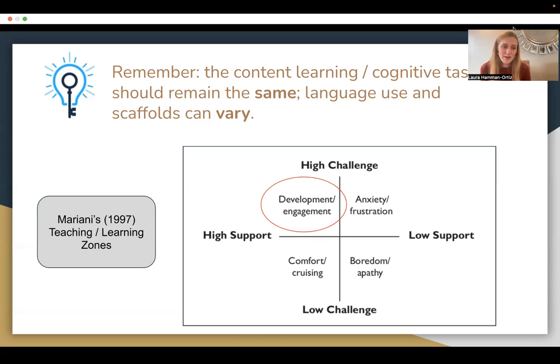And this is that image you saw in the first chapter of the Gibbons text. We want to aim towards that high challenge, high support space, right? We don't want students to be bored or anxious. We don't want them to be at a level where they're not being challenged. They should be challenged, but we should give them the supports they need to be able to engage with the content and the cognitive task that is at grade level.